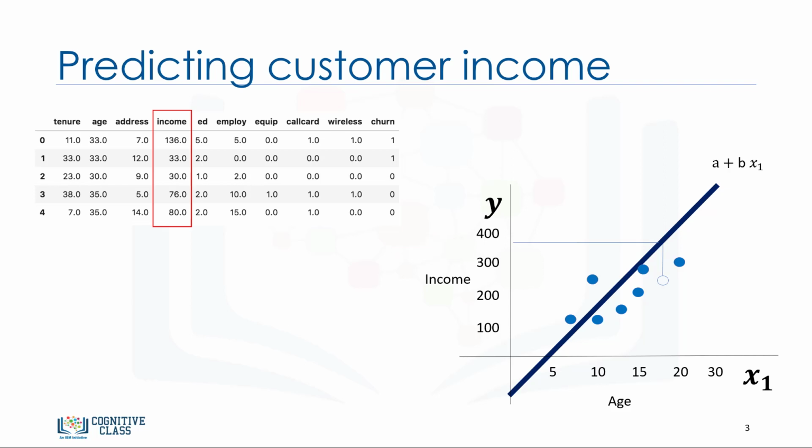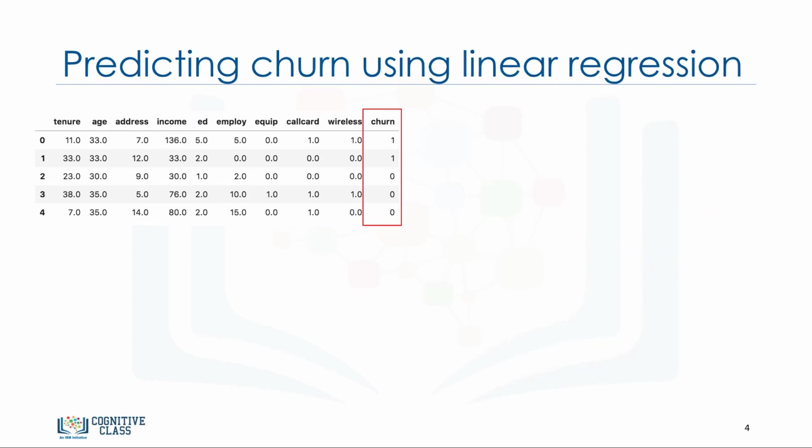This line has an equation shown as a plus b x1. Now, use this line to predict the continuous value y. That is, use this line to predict the income of an unknown customer based on his or her age. And it is done. What if we want to predict churn? Can we use the same technique to predict a categorical field such as churn?